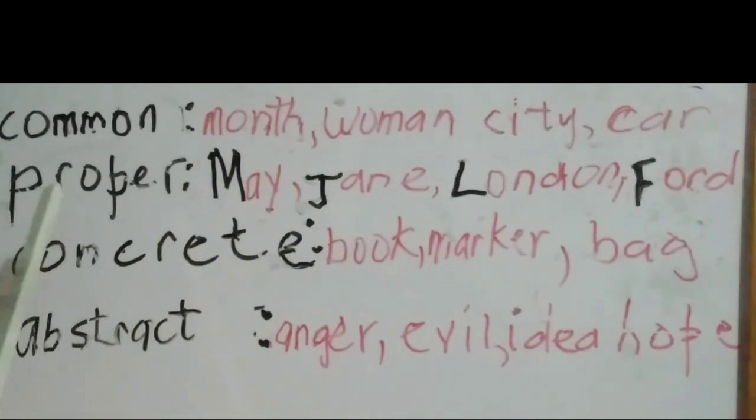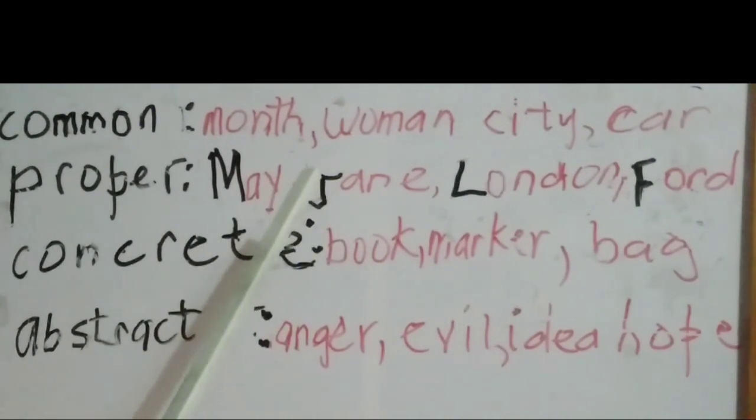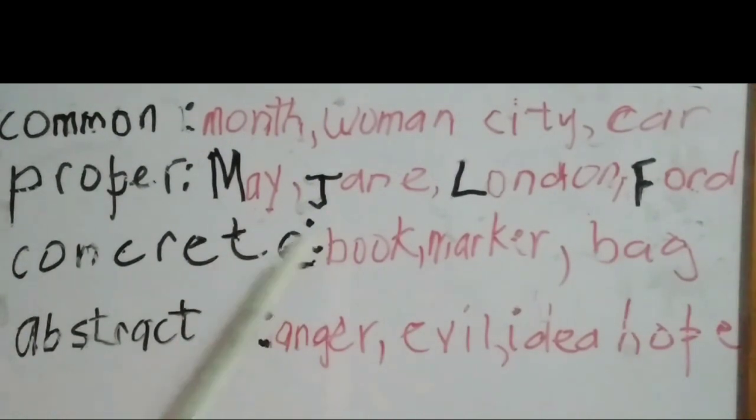Now, concrete nouns are tangible things, things that you can discern by touching. It's real. You can touch it. You can feel it. Right? You can see it. Right? And these are some examples that we have here.